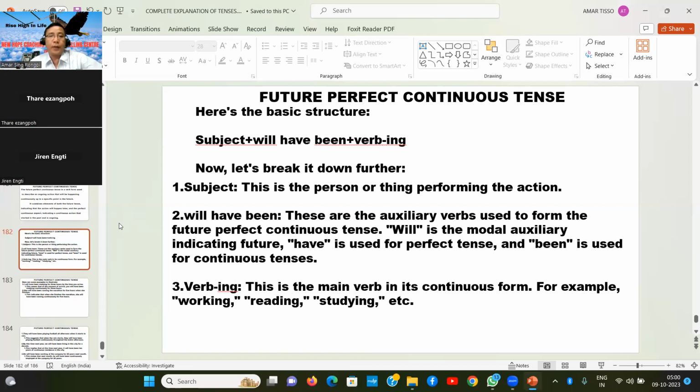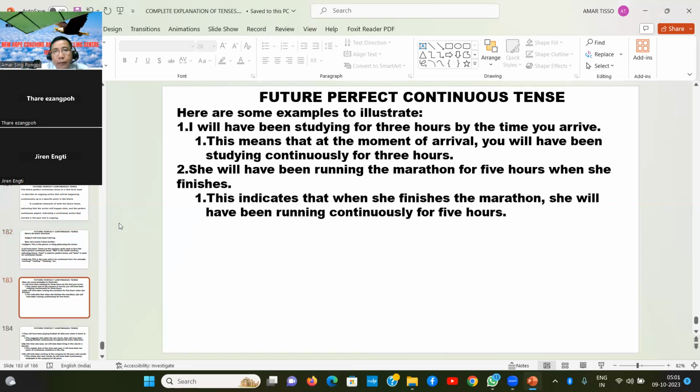And verb plus ing, this is the main verb in the continuous form, for example, working, reading, buying, etc. So it's very simple. Three parts are there. Now, here are some examples to illustrate, to make it clearer and help us understand more. We will have some example sentences here.